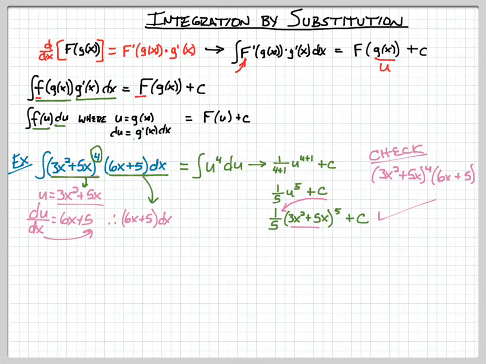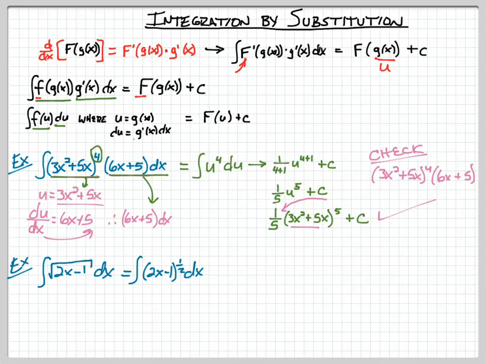Okay, so let's look at another one. It's similar, but it's going to be a little bit different. Let's say we have the integral of the square root of 2x minus 1. All right, well, first thing, anytime we've got a square root, we want to rewrite this using exponents. So we've got (2x minus 1) to the 1/2 power with respect to x.